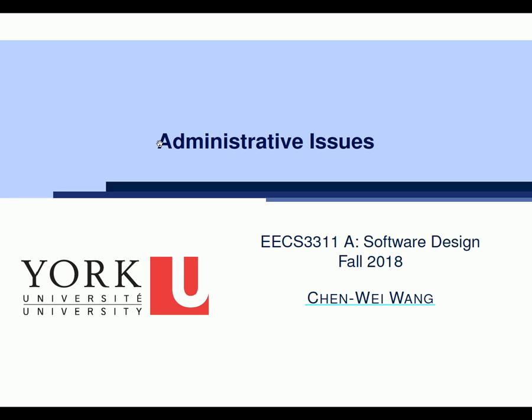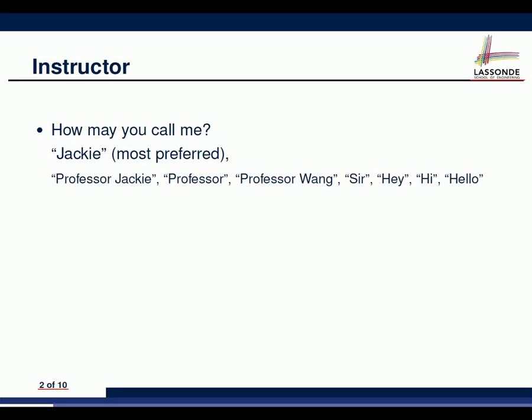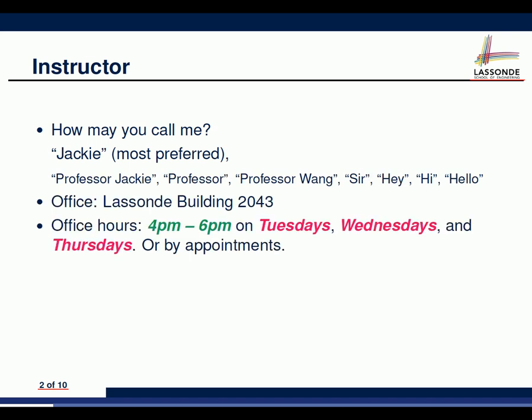I'll show you. Okay, let's talk about some administrative issues here. But if you've got any concern, do interrupt me. I want to clarify everything as much as possible. First about me, just call me Jackie, okay, or other names. And my office is Lassam Building 2043.